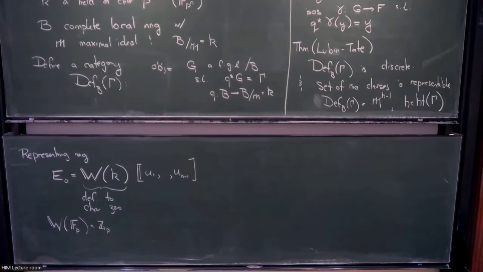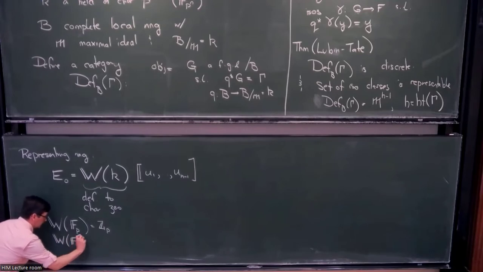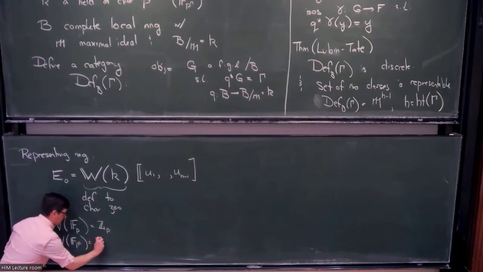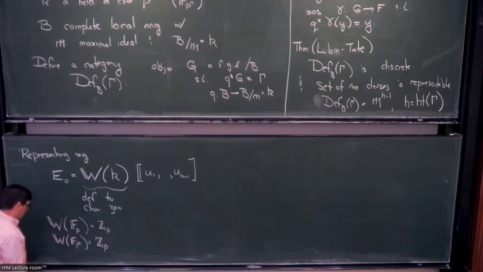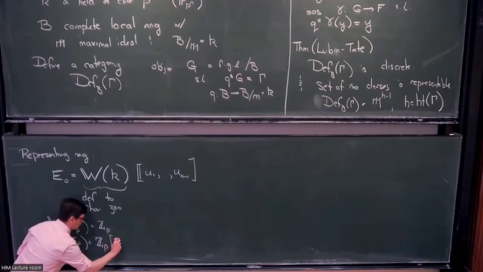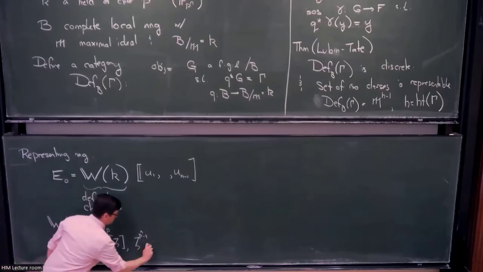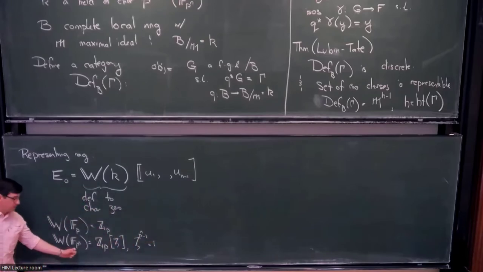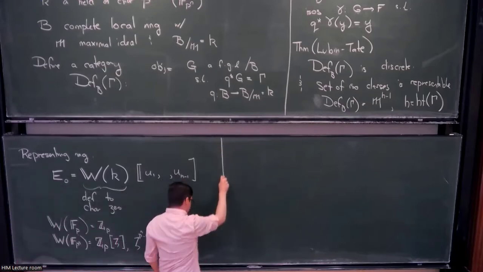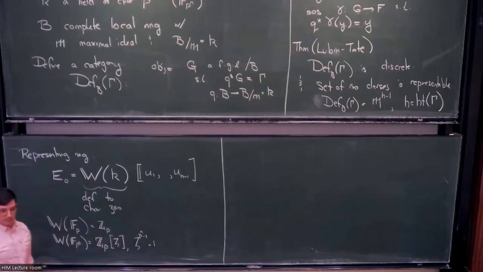And if I was doing F_{p^n}, well, then I can choose lifts so that this looks like the p-adics, and then I'm going to adjoin to this a root of unity, where zeta to the p^n minus 1 is 1. So in other words, I'm lifting the defining property. Remember, for a finite field, the multiplicative group is cyclic, and I'm choosing a representative of that cyclic group. And otherwise, it looks like F_p.